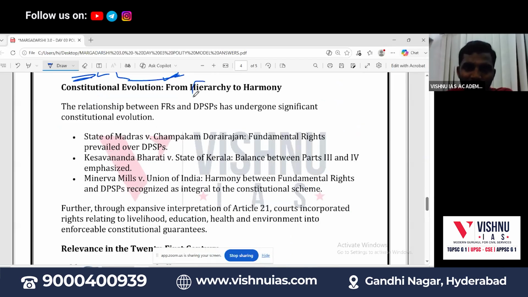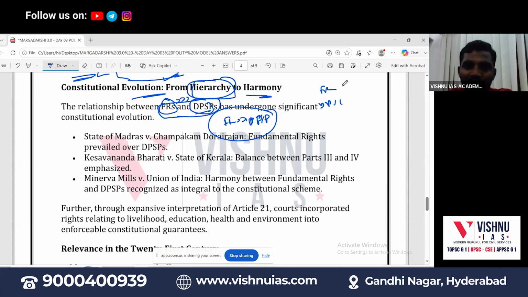Now, this is an analytical point, constitutional evolution. If you see, from hierarchy to harmony, once upon a time, fundamental rights were preferred over the DPSPs by the judiciary. Every Supreme Court judgment used to say that fundamental rights are important, not the DPSPs. This was the tone of the judiciary. This is the evolution from how fundamental rights and DPSPs were once hierarchical in nature, but now they are equal. Their status is equal.